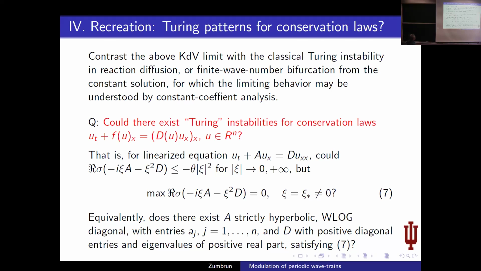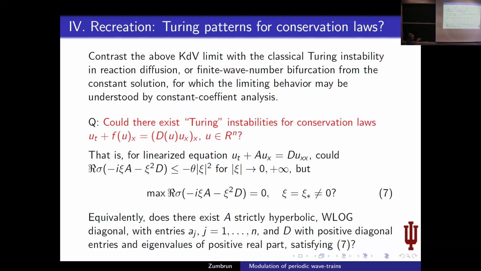And the question is, could you have dissipativity at large frequencies and small frequencies? Here, C should really be K. C is my Fourier number. And yet, you have the maximum real part occurs exactly at 0. So you have neutral instability. Could this happen? That's interesting because it means A would then be strictly hyperbolic.